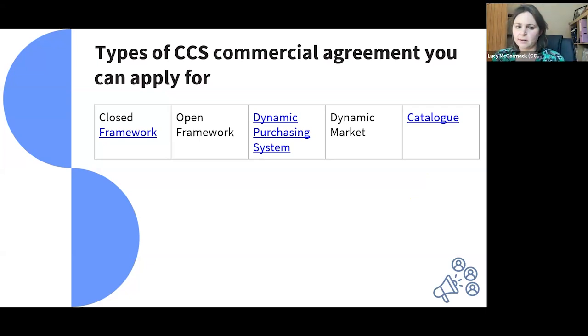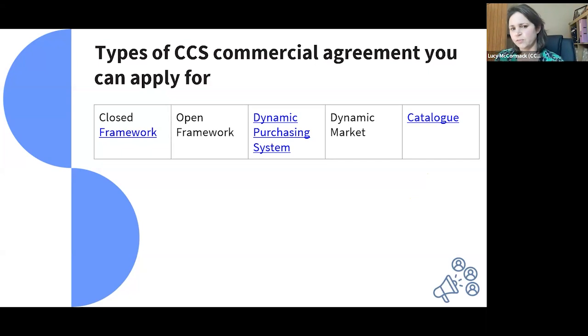You must pass certain checklist criteria in order to be appointed to the DPS, and there will be financial checks. But even then, if you're finding that, for example, a Dun & Bradstreet financial risk score isn't met, there are other options available to you, such as obtaining a parent company guarantee.